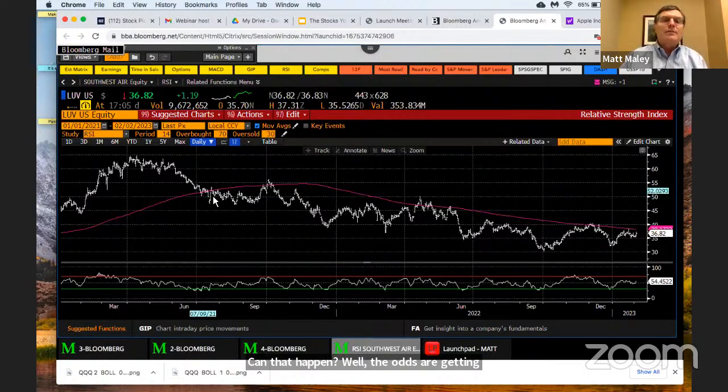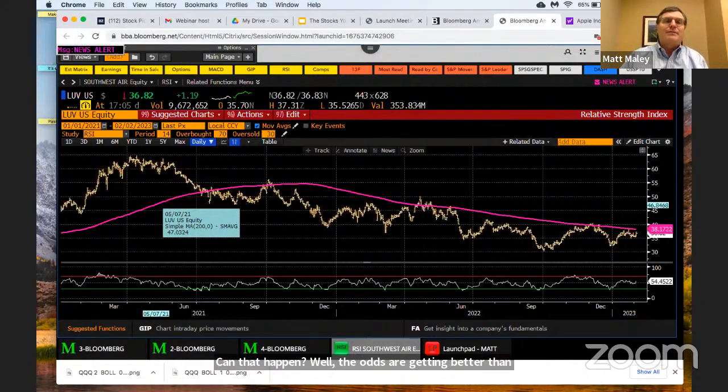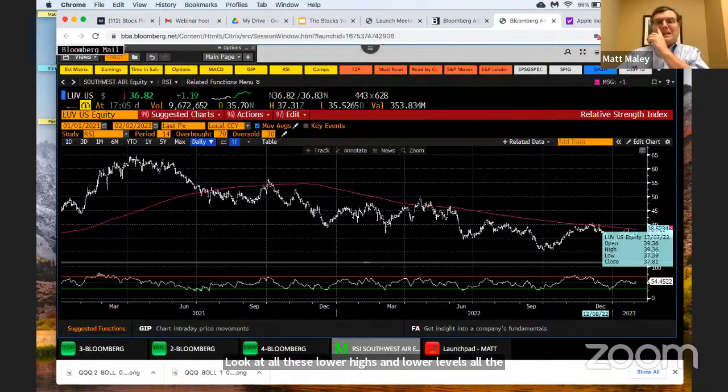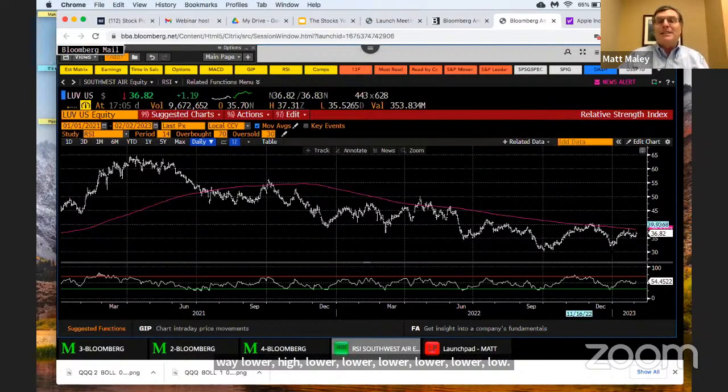Because look at this. If you want to learn anything about technical analysis, look for higher lows and higher highs, or lower lows and lower highs. Okay, obviously, higher highs and higher lows are positive. Lower highs and lower lows are negative. But look at all these lower highs and lower lows, all the way. Lower high, lower low, lower high, lower low. This one didn't quite make it, almost made a higher high, but didn't. But it did make a higher low. So now, if we break above $40, this thing is going to take off, fly.